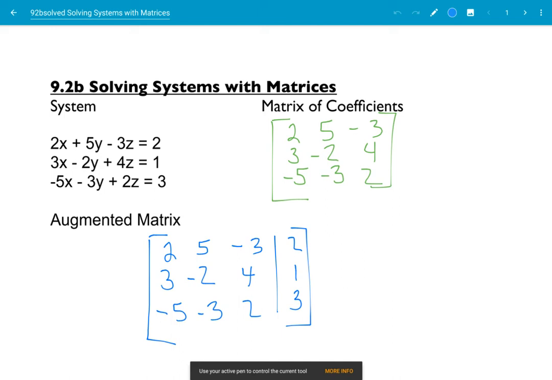All right, now we're going to be solving systems using matrix methods. And there are two methods that we'll go through.